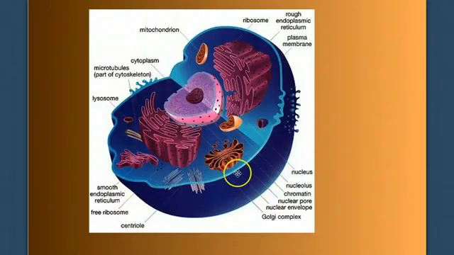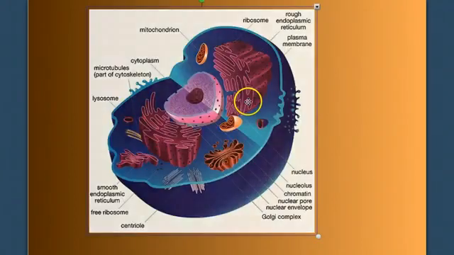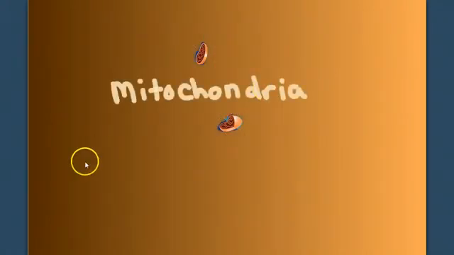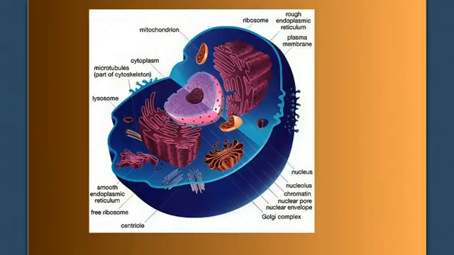Here we have a cell, and we want to zoom in on some important organelles. The mitochondria. There we go, the mitochondria. Let's take a closer look at these mitochondria. The mitochondria is often referred to as a cell's power plant. It's the primary site of cellular respiration, where we're going to recapture the energy from those high energy bonds of glucose. And you'll notice that the mitochondria is a double membrane bound organelle, and it's across this inner membrane where a lot of our action is going to occur. We'll come back to the mitochondria later, because the first stages of respiration, glycolysis, occurs out here in the cytoplasm.